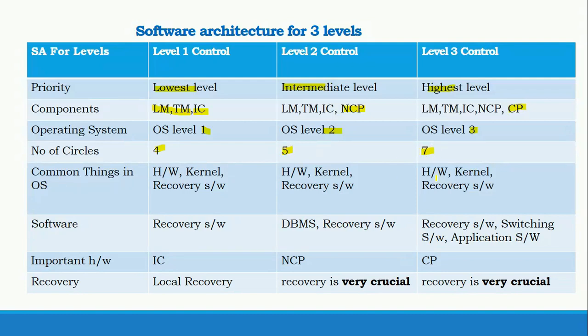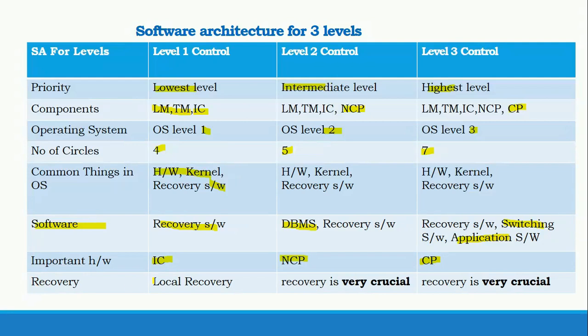And you need to remember the common things in each level. Hardware, kernel and recovery software are the common things, which are represented in each level. And the software needed: recovery software in level 1, along with recovery DBMS. Along with recovery we have switching and application software. And the important hardware at each level is, in the first level, the IC, interface controller. Then we have NCP, network control processor, and in the last we have the central processor.